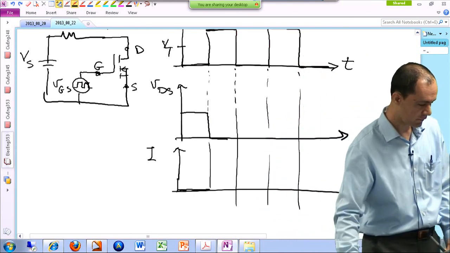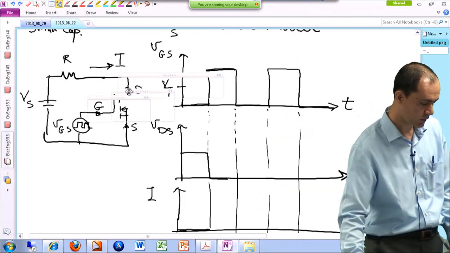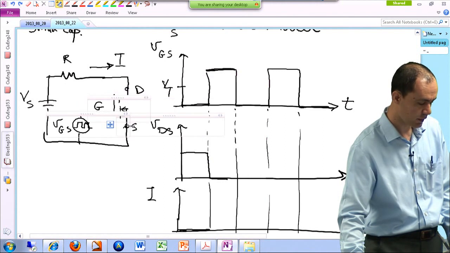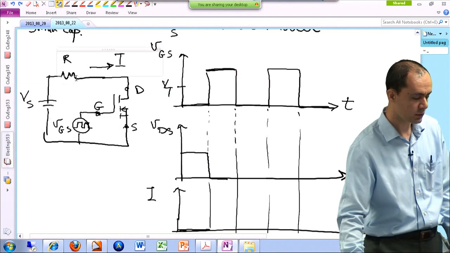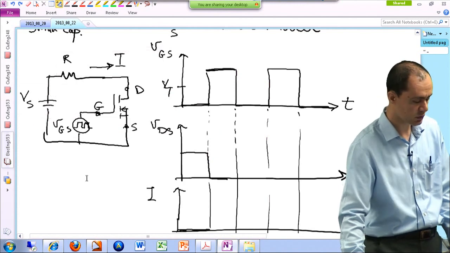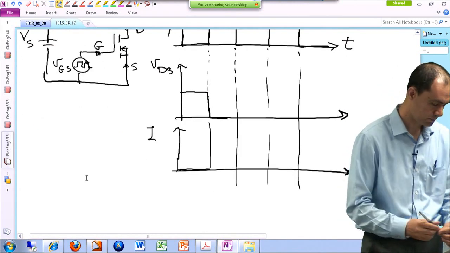Let's see what happens to the current. If this voltage drop from drain to source is 0, that means in this loop we have just a source and a resistor, and the current of that resistor is going to be Vs over R.